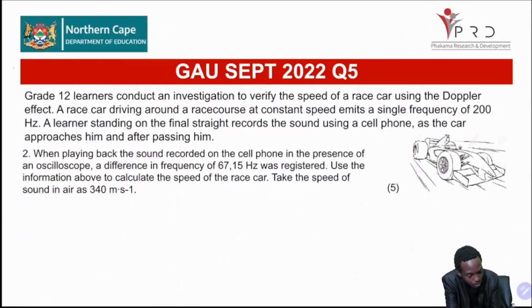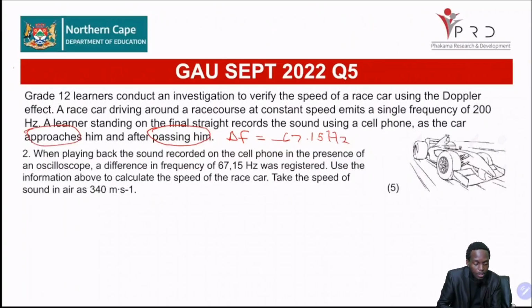Okay, so the next question says, when playing back the sound recorded on the cell phone in the presence of an oscilloscope, a difference in frequency of 67,15 hertz was registered. So the difference in the frequency was this much. So this means that the frequency calculated after, subtract the frequency calculated when the car was approaching him, the difference was given as that, right? Okay. Use the information above to calculate the speed of the race car. Take the speed of sound as that.